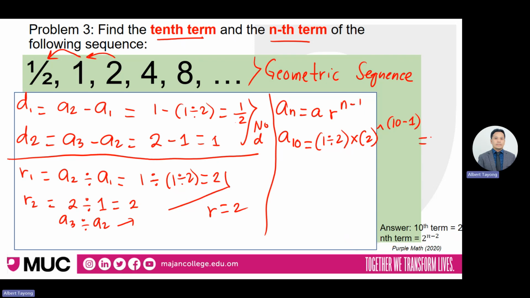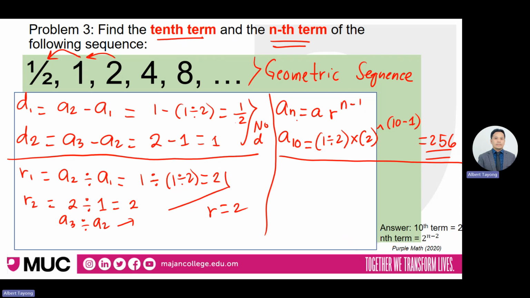So this will be 256, using your calculator, because this one is 2 raised to the power of 9 and then divide by 2. So we have 256. Now, how to find the nth term here, or the general term?